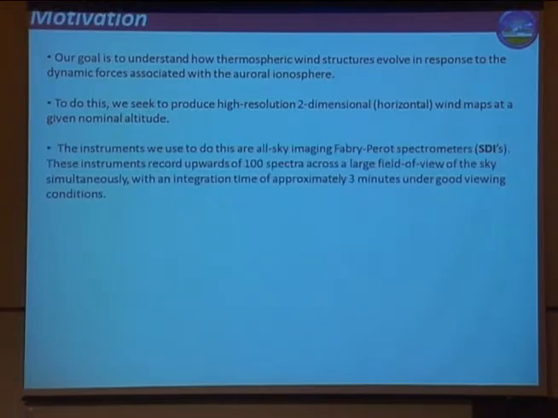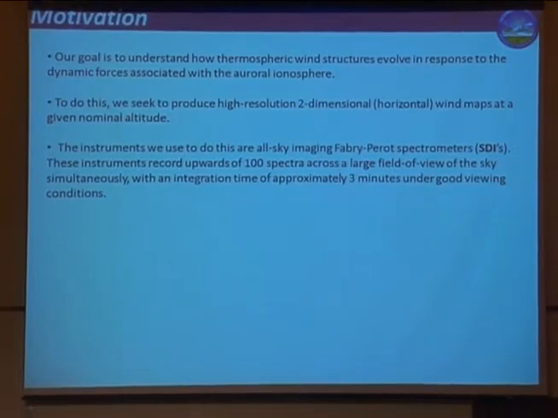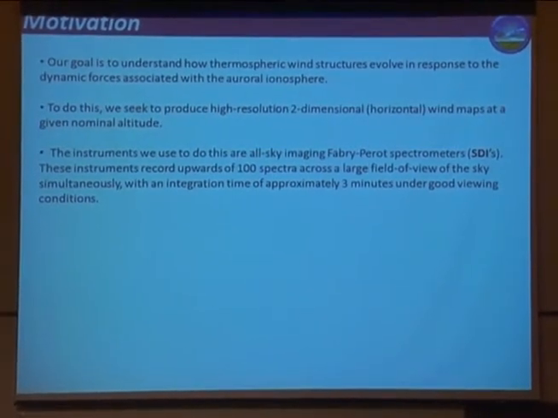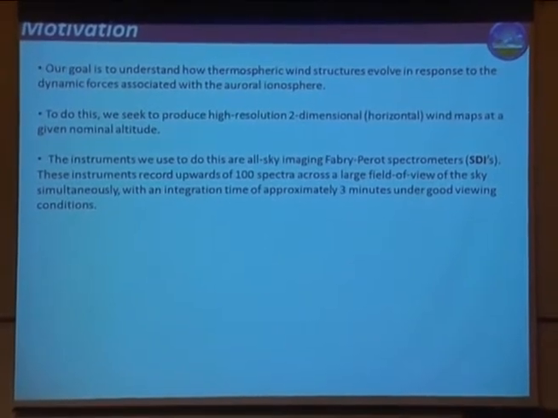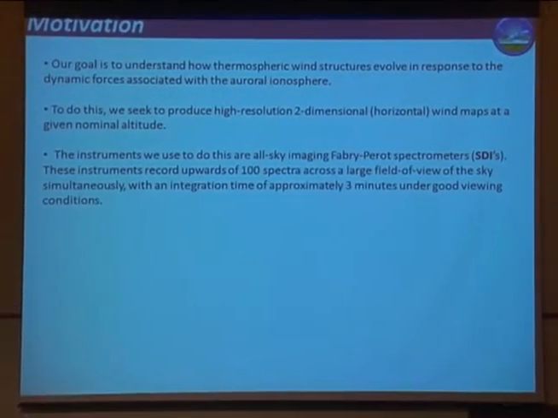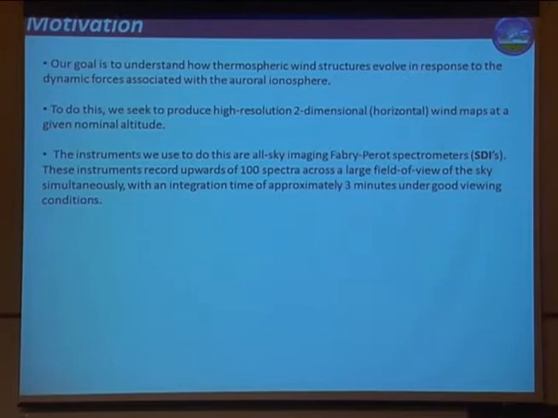So our instruments, as I said before, are all-sky imaging Fabry-Perot spectrometers. These are sometimes called scanning Doppler imagers, and that's how I'll refer to them, SDIs. So these instruments record upwards of 100 airglow spectra from multiple locations across the sky simultaneously. From each of those airglow spectra, we can derive line-of-sight wind speed. And so these instruments are really ideally suited to neutral wind imaging.